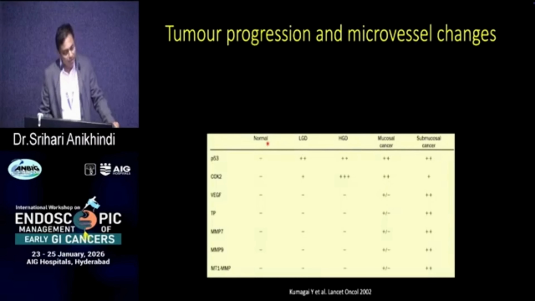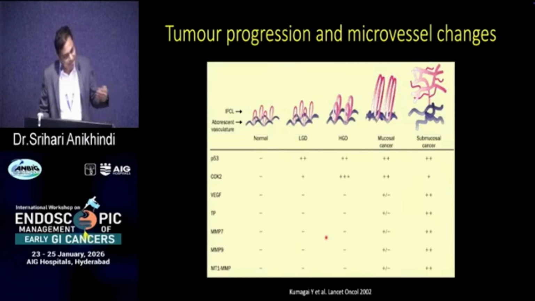So if you look at tumor progression from a stage of normalcy to a submucosal cancer, we all are aware that there's a lot of angiogenesis that goes on. This has been proven by multiple studies where you see all these angiogenic factors going on increasing as the tumor goes on becoming more and more invasive. And this is what leads to a change in the microvascular structure because of the alterations in the angiogenesis. And this is what we intend to find when we try to look for IPCLs.